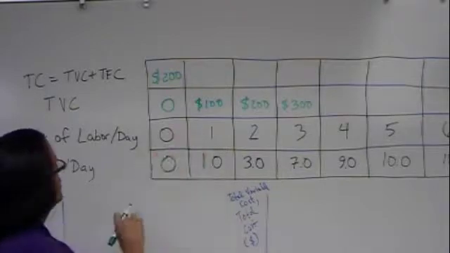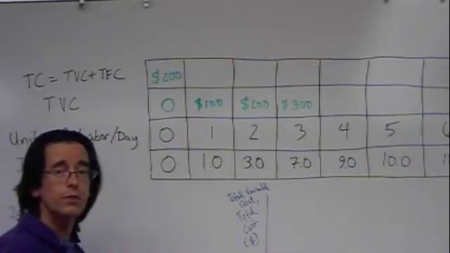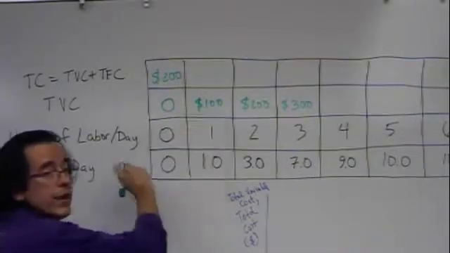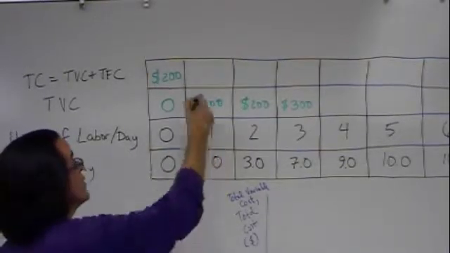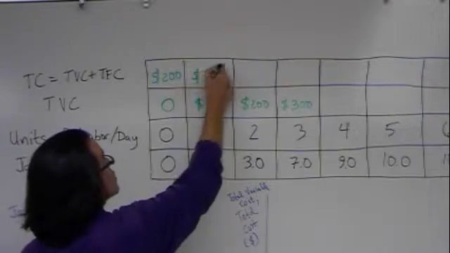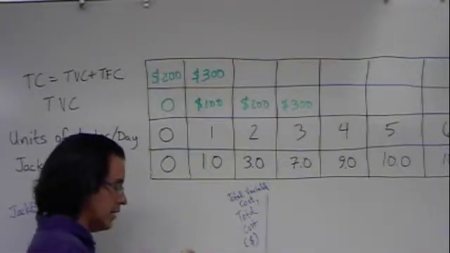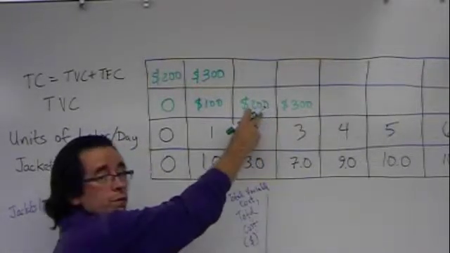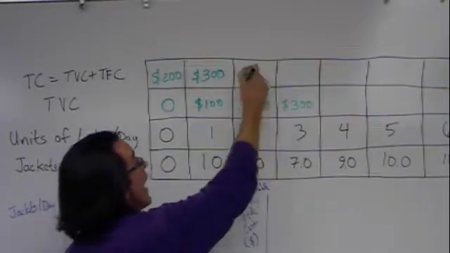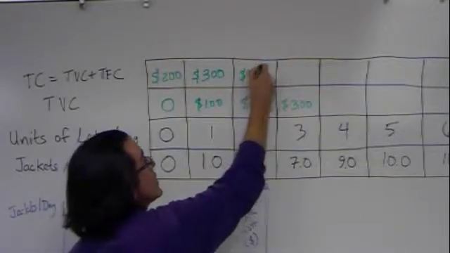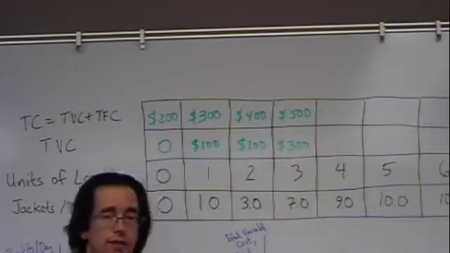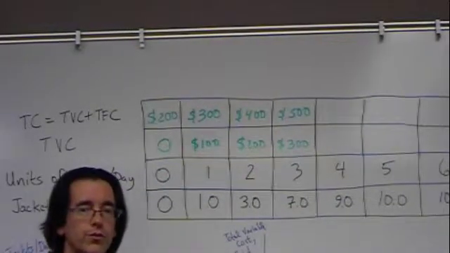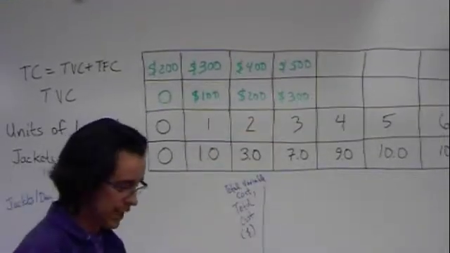Okay, so when we produce 1 unit of output, our total variable cost is $100, but we still have to pay our total fixed cost, which is $200. So our total cost is $300. Again, total variable cost for the next level is $200. Add $200 of the fixed cost, we get that, etc., etc. Again, you can continue working through the rest of the table to fill it in.